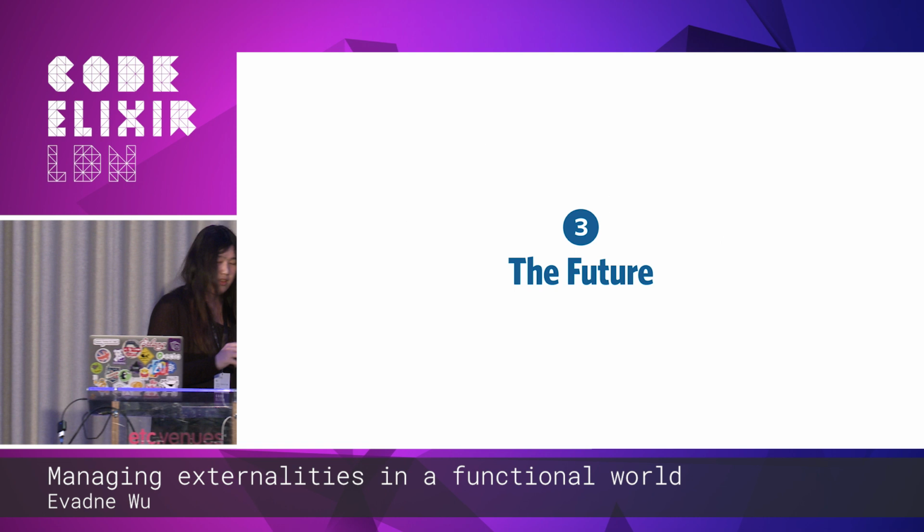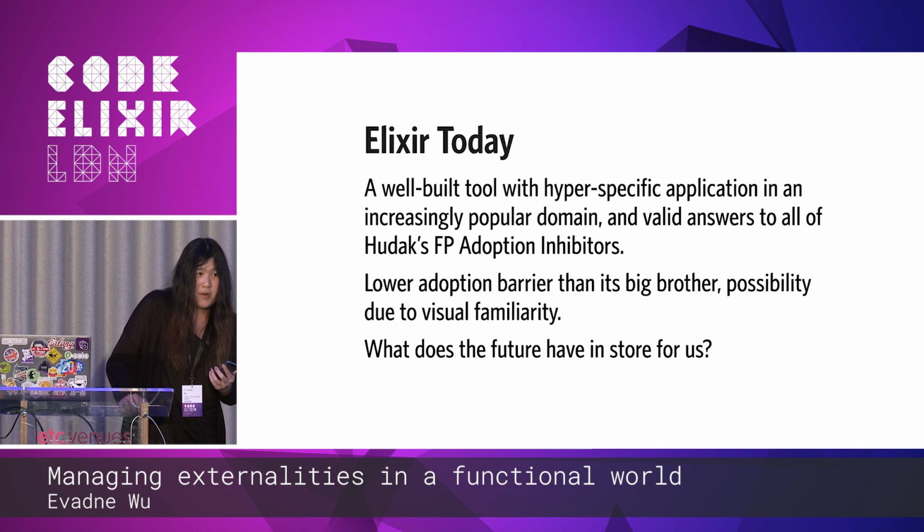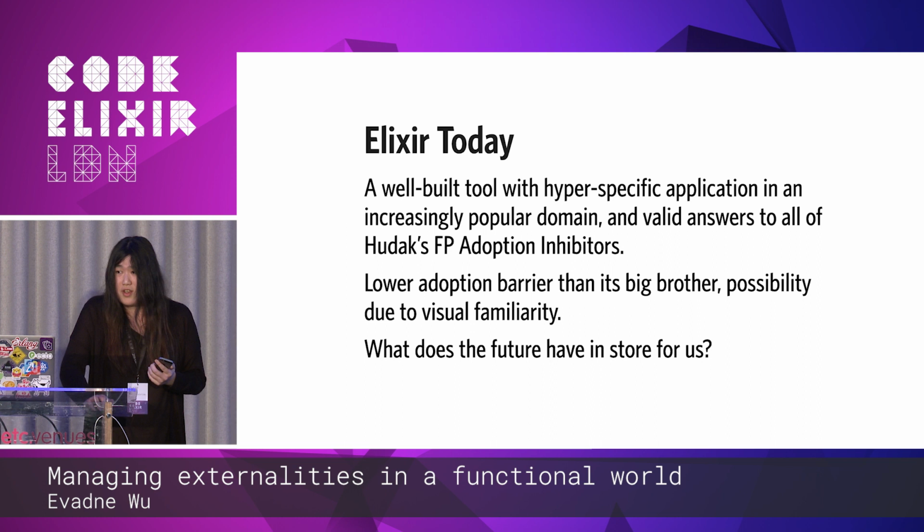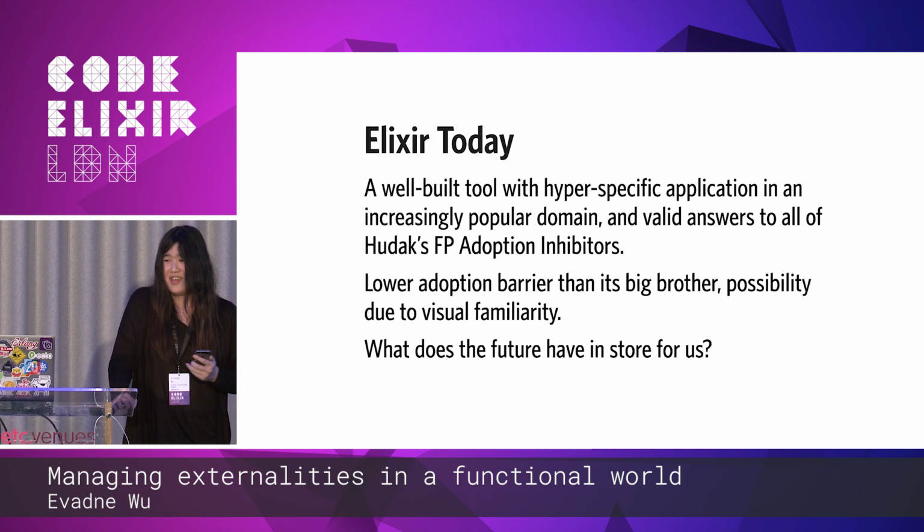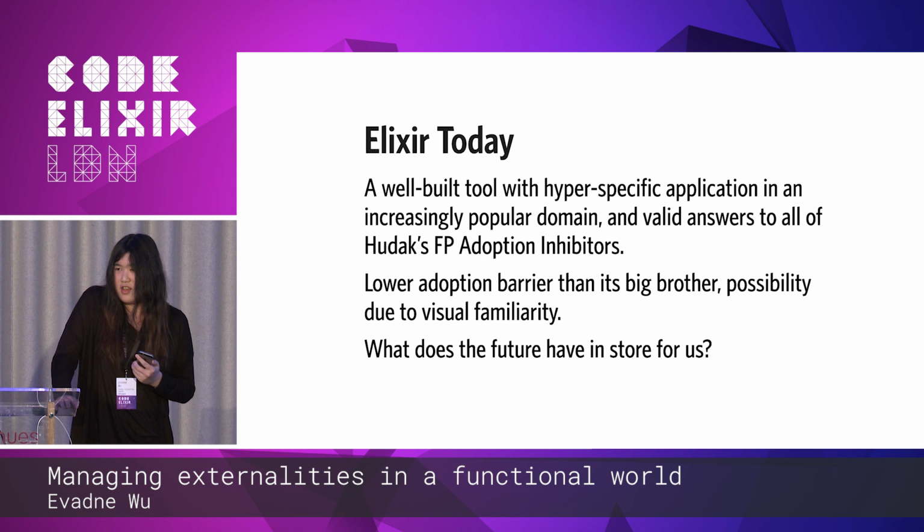So looking back to Elixir, today I would perceive Elixir as a hyper-specific language in a hyper-specific tool chain, which is well-built, and is in a niche, which is handling of a large number of connections, perhaps. But this niche is getting increasingly popular. And it does have somehow a lower adoption barrier compared to its big brother. I wouldn't necessarily ascribe it to the differences in syntax, but it seems like the adoption barriers are lower.